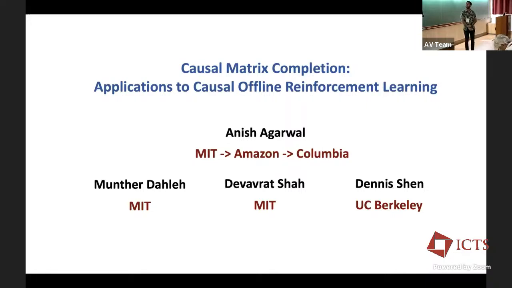Thank you for having me. Today, I'll be talking about the intersection of two interesting fields. One is causal inference, which comes a lot from econometrics and economics. And the other one being matrix and tensor completion, which is a field maybe that's more familiar to all of you in statistics and computer science. This is joint work with Muntar Dale and Devavrat Shah, who are my advisors at MIT, and Dennis Shen, who is now about to start his faculty at USC, but was also a PhD at MIT.